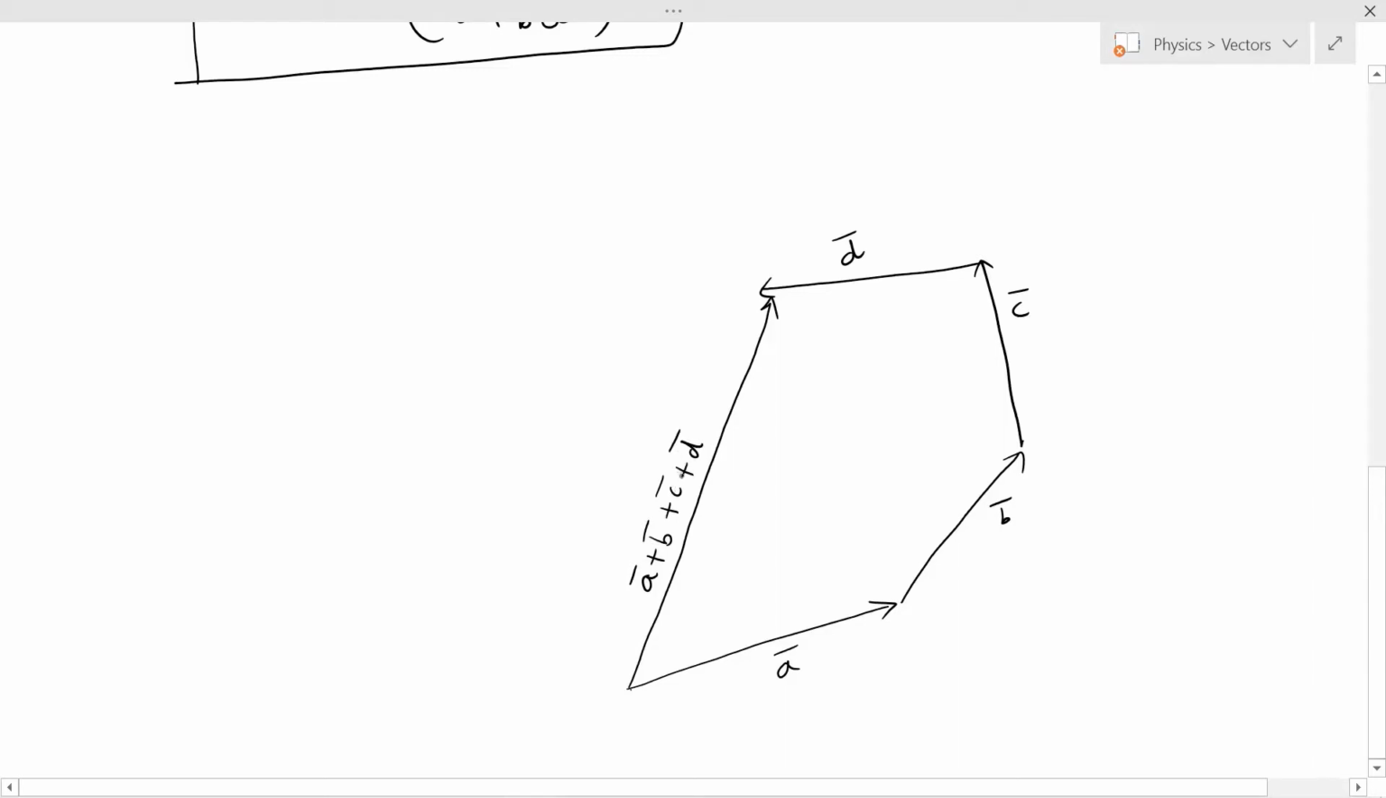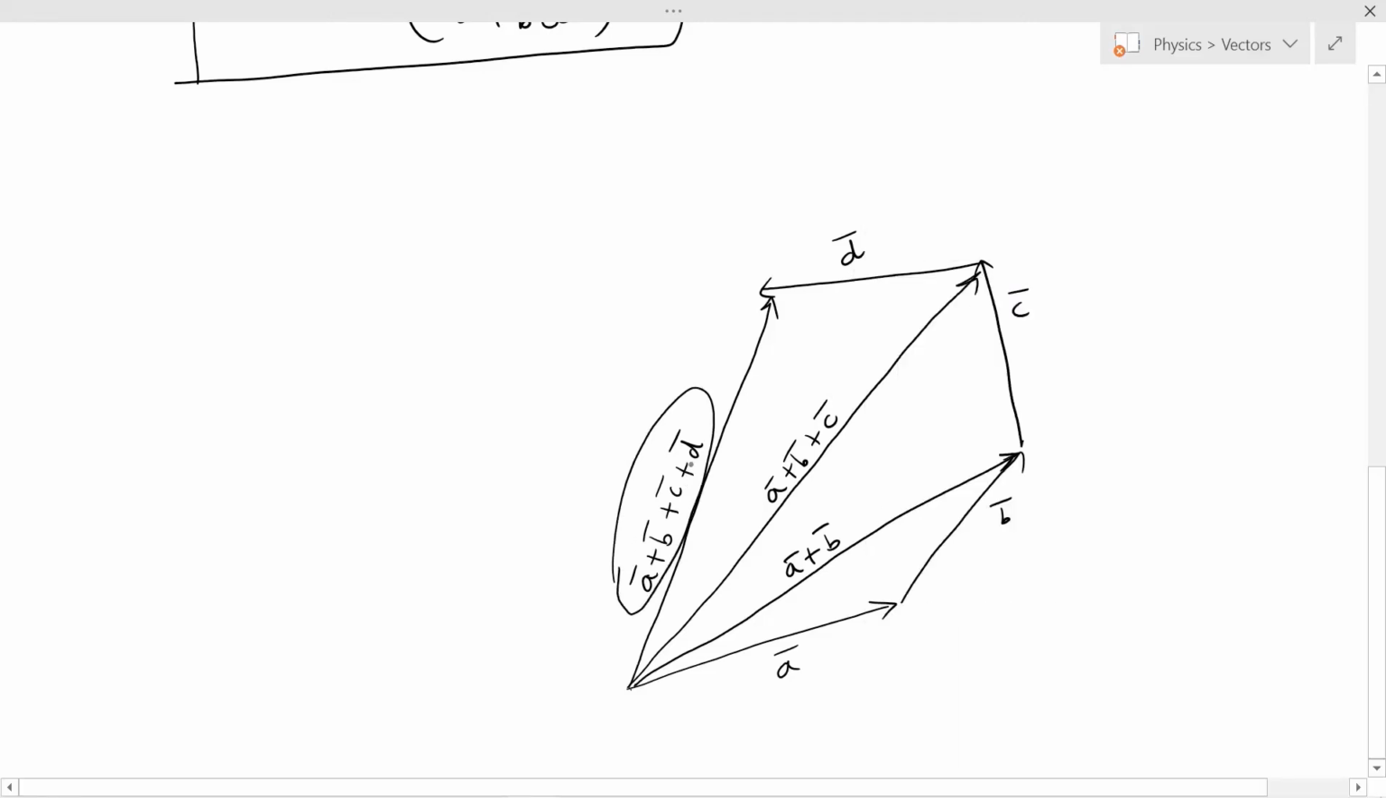I don't consider this as a separate law of vector addition because it is nothing but the repetitive application of the triangle law of vector addition. You can look at it like this. Suppose I have these two vectors A bar and B bar. According to the triangle law of vector addition, this will be my resultant vector A bar plus B bar. And again I will apply the triangle law of vector addition, and this will become A bar plus B bar plus C bar. And again I will apply the triangle law of vector addition only to get this resultant vector A bar plus B bar plus C bar plus D bar.